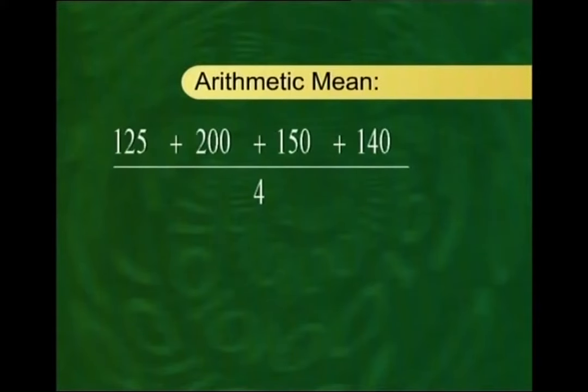So you noted that the turnover of this company is not increasing at a constant rate, but rather it is increasing at different rates over different years. Now suppose that the owner of the company is interested in finding the average rate of growth of the turnover per year. If he finds the arithmetic mean, he will obtain 125 plus 200 plus 150 plus 140 divided by 4, equal to 153.75% as the average annual rate of turnover growth.